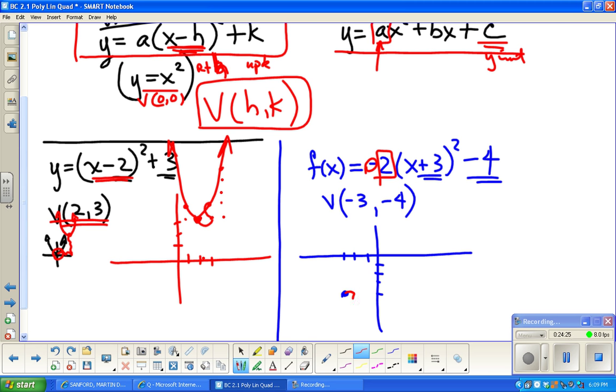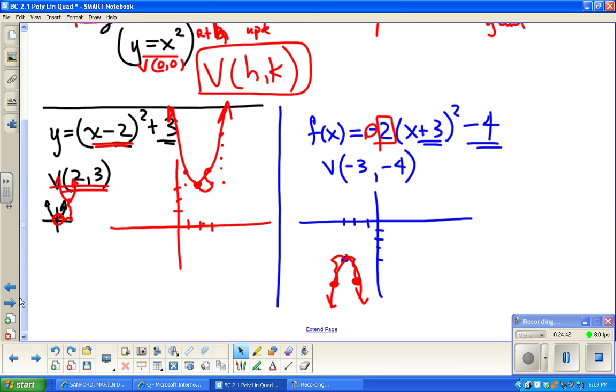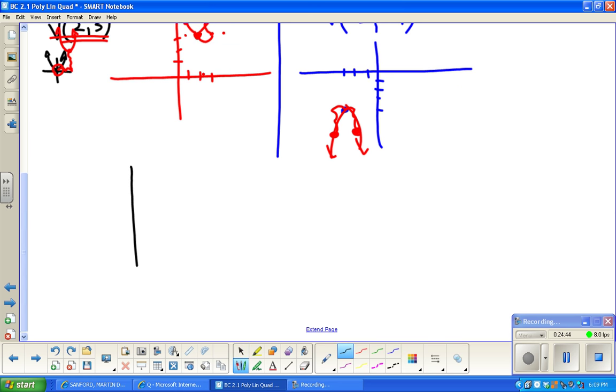Over 1 and down 2. Over 1 and down 2. And so my parabola is going to look something like that. You can actually go backwards. You can start with an actual parabola already, and if you know a point, you can write the equation. For instance, here's my vertex at (2, 1), and let's say it's opening down, and let's say it's passing through this point (3, 0).